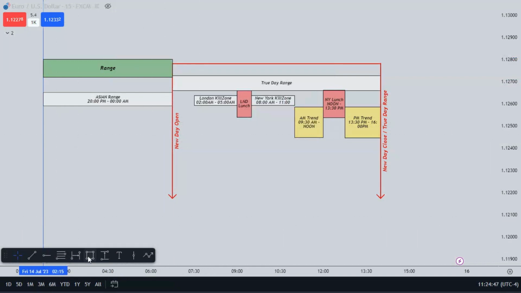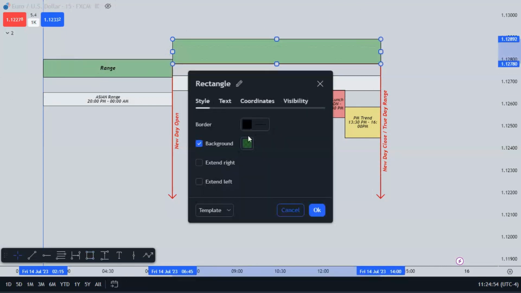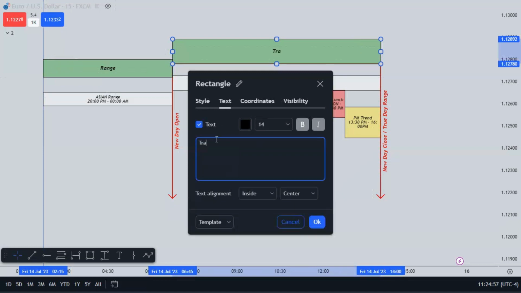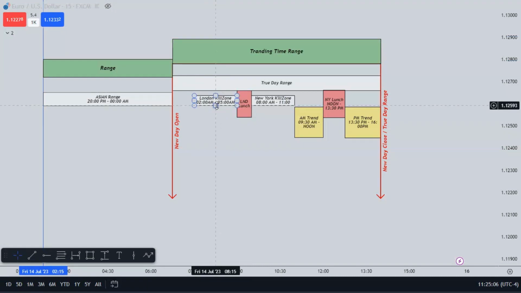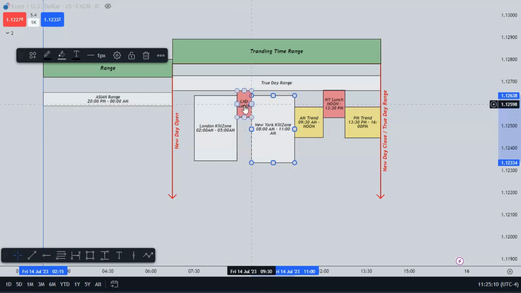And then most of our volatility is expected to be within this range. I'll say this is our trading time range, right? So we trade London kill zone, New York kill zone. London lunch, we expect that to be a form of a break. So price tends to have the least volume of volatility within this time zone.